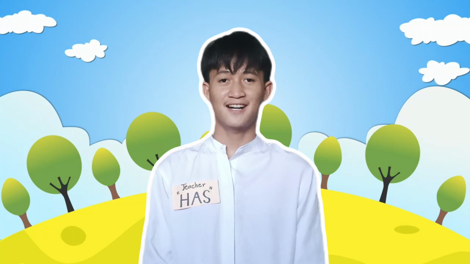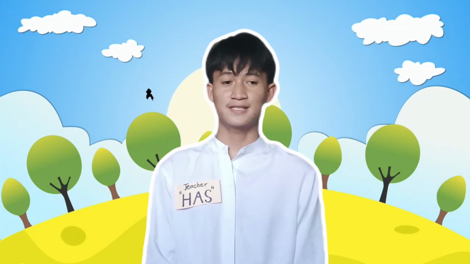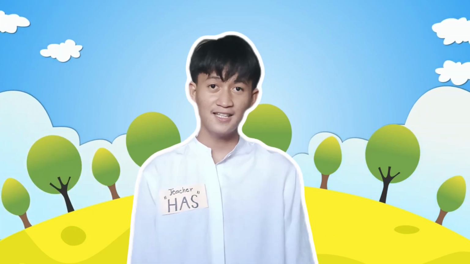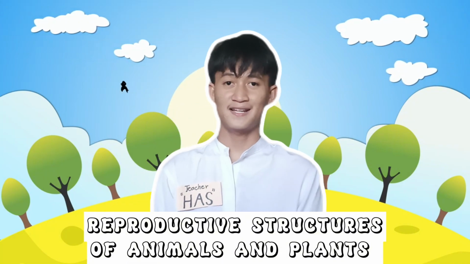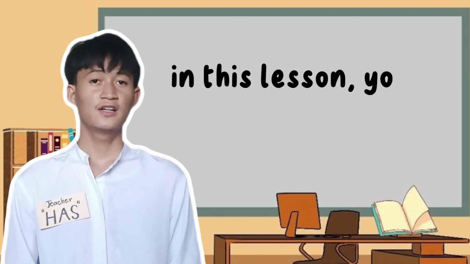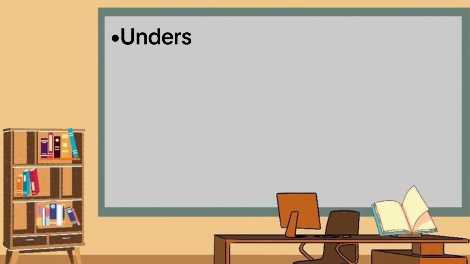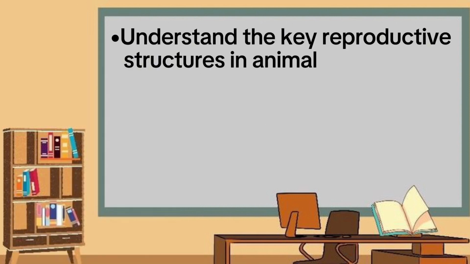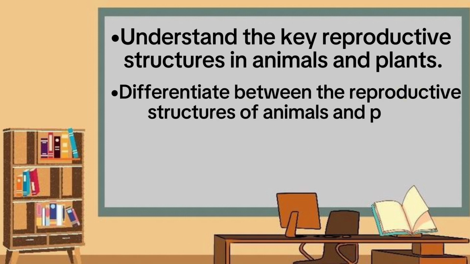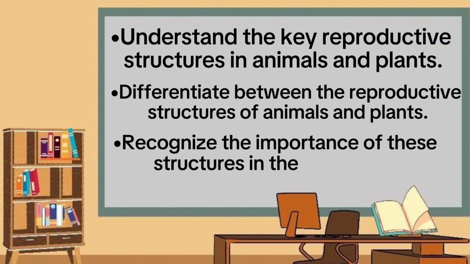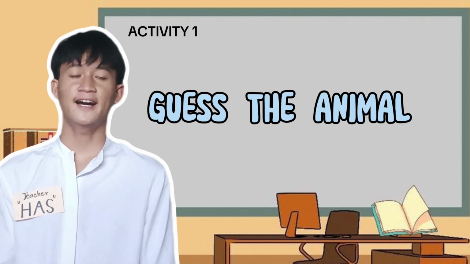So last meeting, we discussed the male and female reproductive systems and the reproduction among flowering plants. Today, we are going to discuss the reproductive structures of animals and plants. In this lesson, you should be able to understand the key reproductive structures in animals and plants, differentiate between the reproductive structures of animals and plants, and lastly, recognize the importance of these structures in the life cycles of organisms. Let's play a game called Guess the Animal.